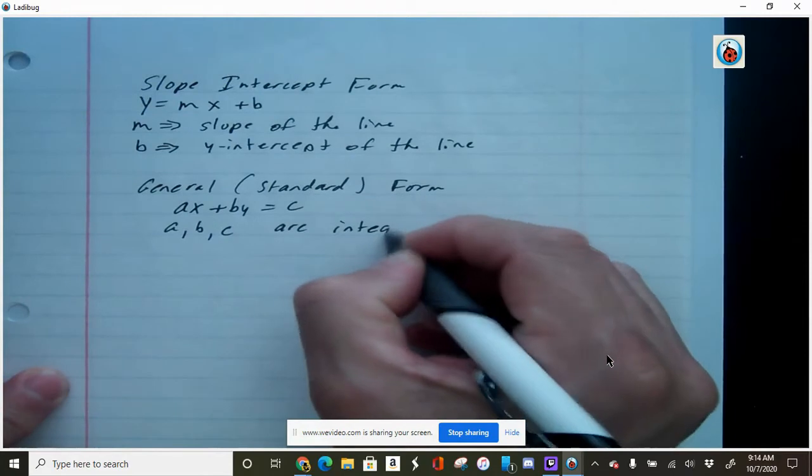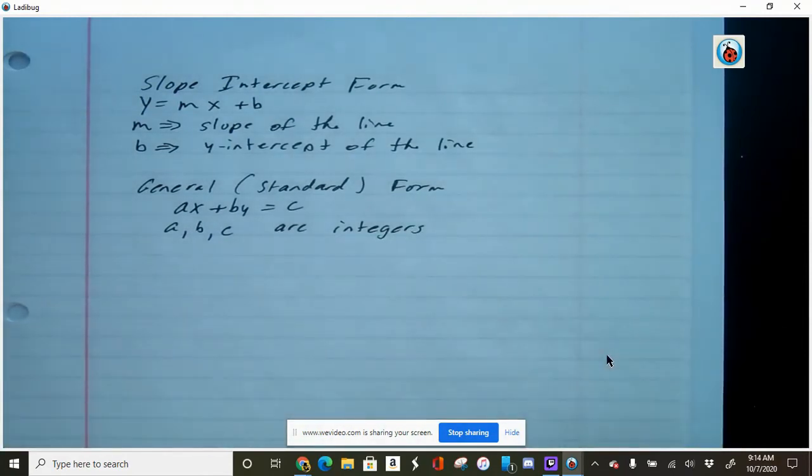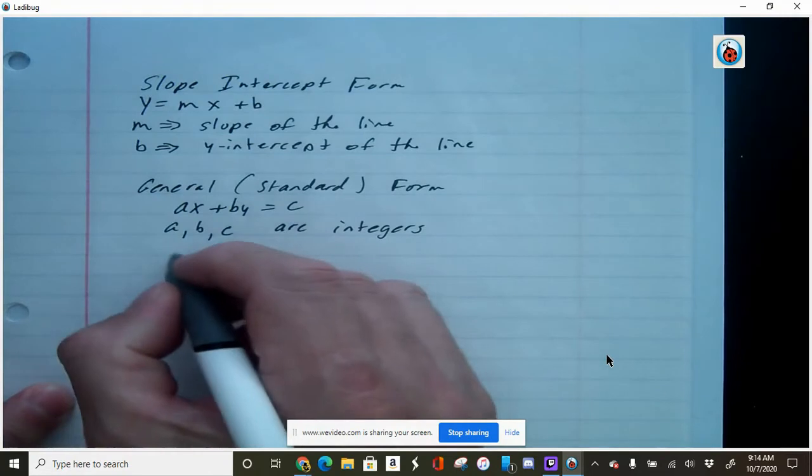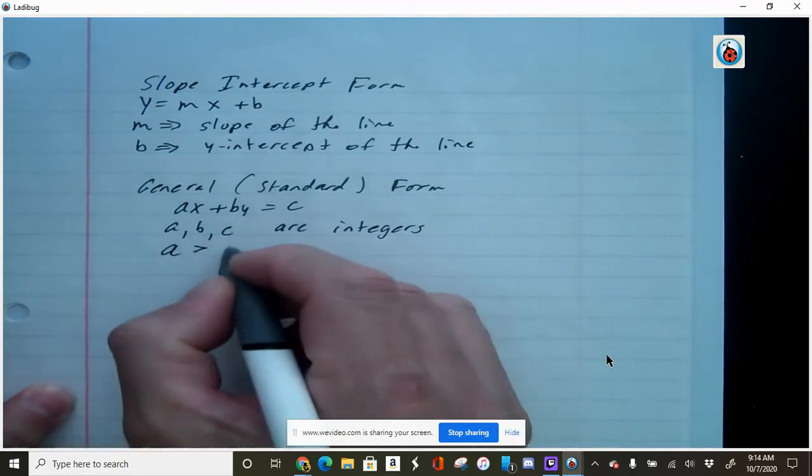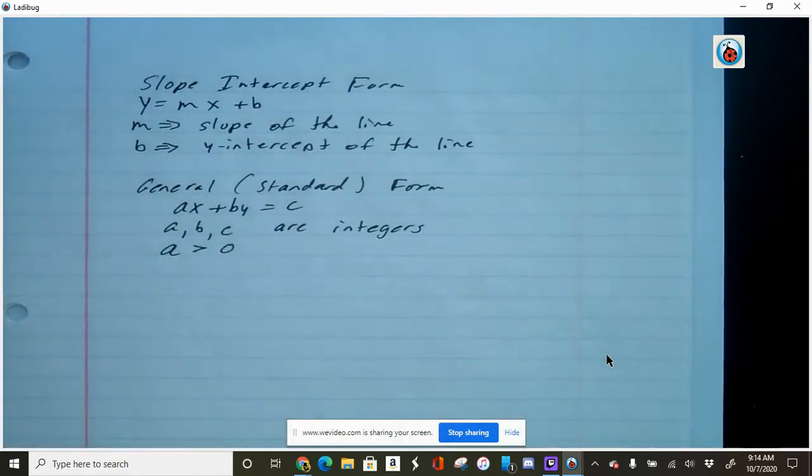Remember, an integer is a number that is not a fraction. 2/3, 4/5, those are fractions. They are not integers. Integers are your positive whole numbers, like 5, 10, 12, and then, of course, your negative whole numbers, -5, -10, -12, and 0. A is positive. A is greater than 0, so numbers greater than 0 are positive numbers.